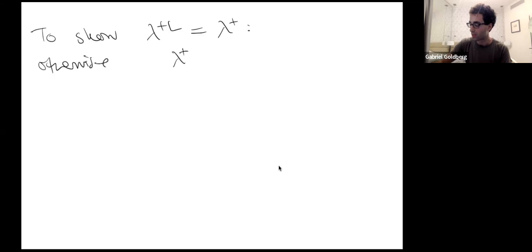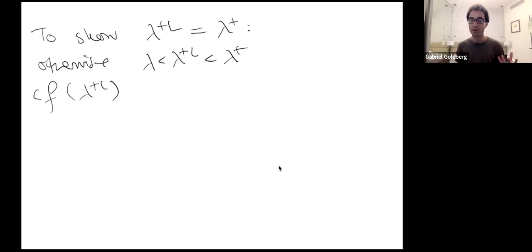So how do you show that lambda plus of L is equal to lambda plus? Well, otherwise, lambda plus of L is some ordinal between lambda and true lambda plus. And then you say, well, what's the cofinality in L of lambda plus? Or what's the actual cofinality of lambda plus? Right? In L, lambda plus of L is a regular cardinal, but in V, lambda plus of L would have to be a singular ordinal. It's not a cardinal at all. So it has to have some cofinality, which is an actual regular cardinal. So let's say that's delta.